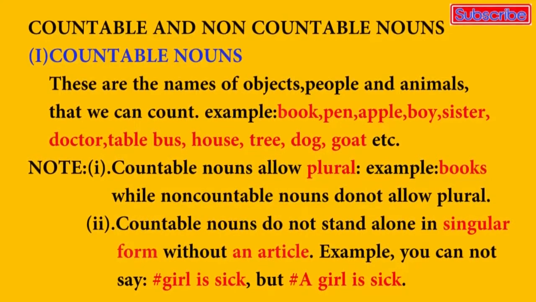Countable and non-countable nouns. Number 1. Countable nouns. These are the names of objects, people, and animals that we can count.